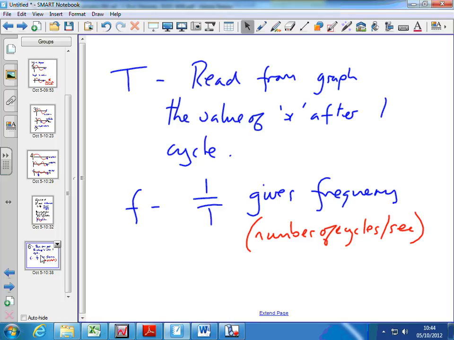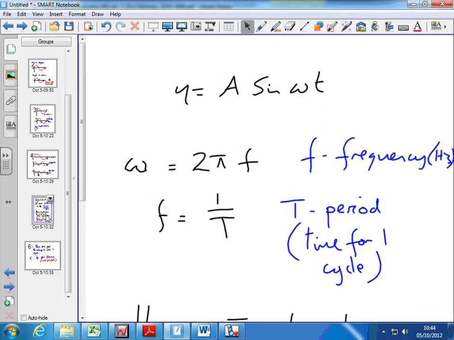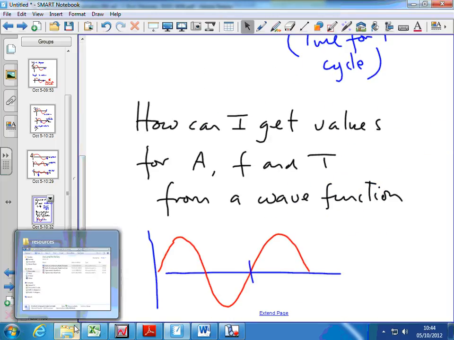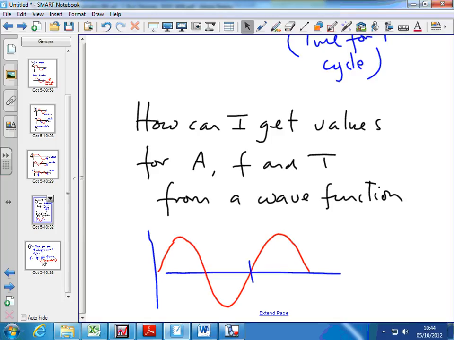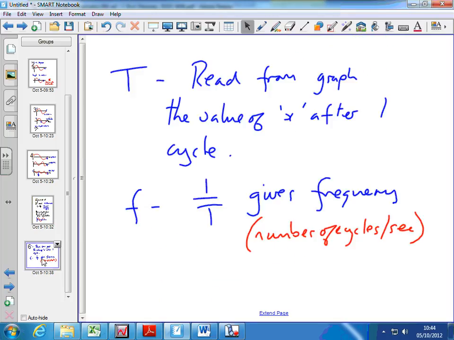So can I read the frequency directly from the graph? Not directly. No, I'd have to work out what the period was, and then I could calculate the frequency. So I can't read the frequency off, but I can calculate it by finding the period. Okay? Ben, what do I do now to get the angular frequency?